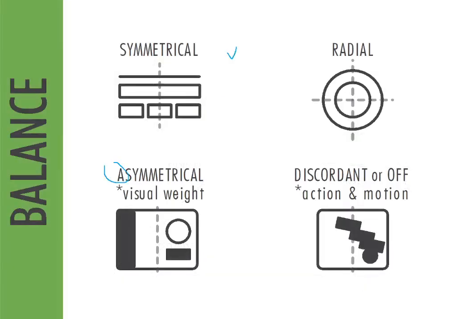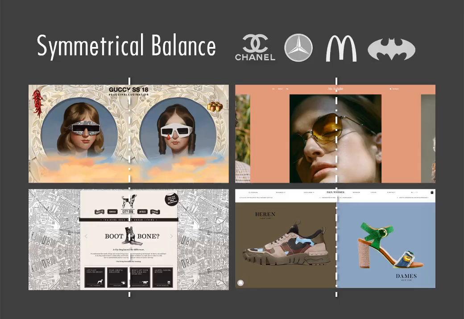Now for the third one, there is radial, and finally there is discordant, or you can say off balance method. It's rarely used. If it's used, it is used to show action or motion, like this one, it's about to fall on purpose. Okay, let's see some more examples.